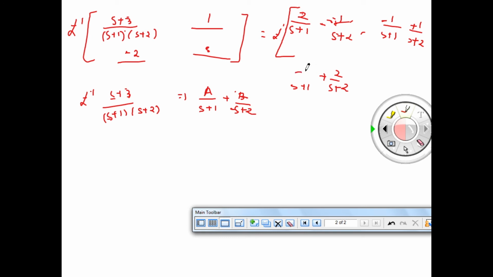minus 2, and the last term we will be getting minus 1 divided by s plus 1 plus 2 upon s plus 2.